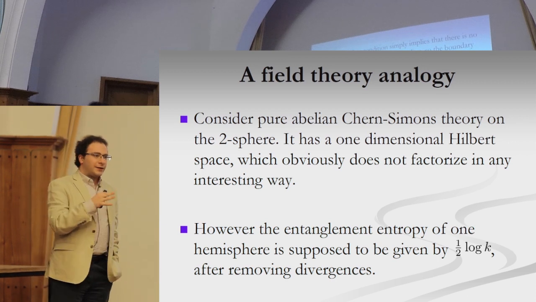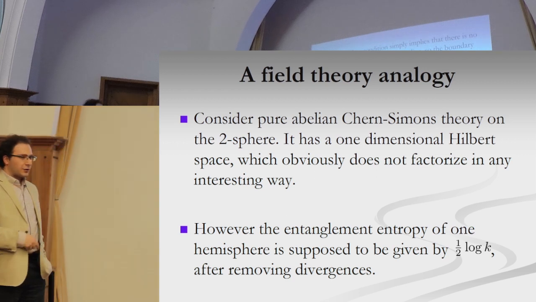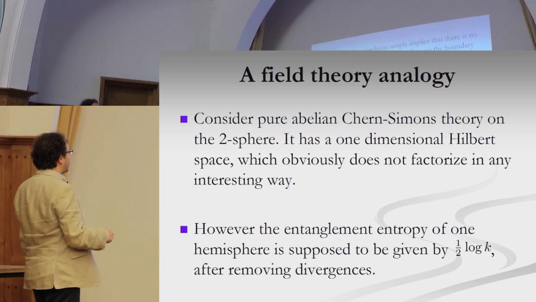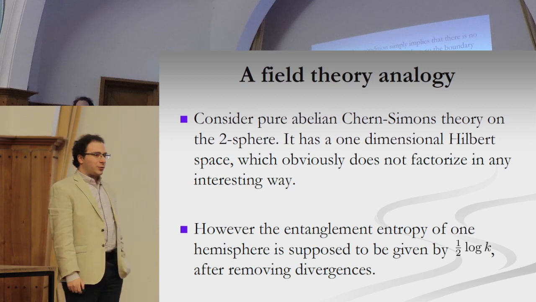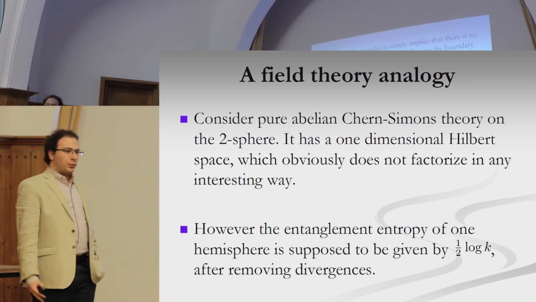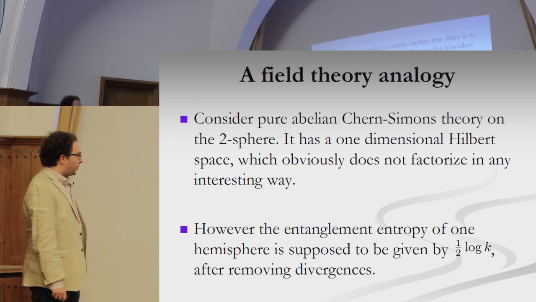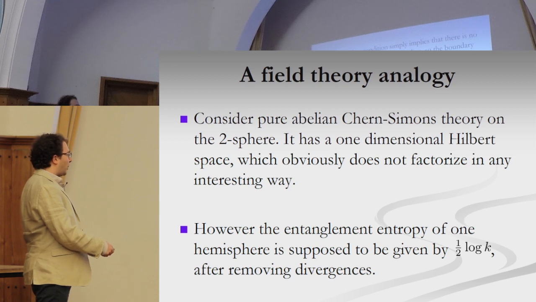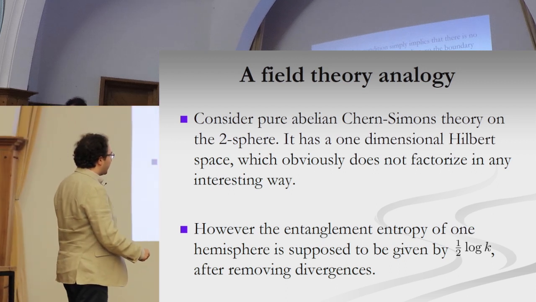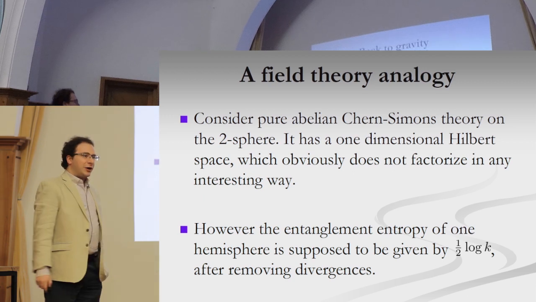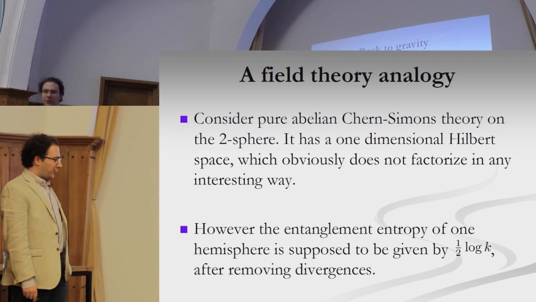But in order to motivate a little bit this idea of putting a boundary there, let me give you a field theory analogy that will also be, I think, interesting in its own right. So suppose we consider Chern-Simons theory on the two-sphere times time. That system isn't very interesting because it has a one-dimensional Hilbert space, which obviously doesn't factorize in any non-trivial way. On the other hand, the entanglement entropy of one hemisphere of that S2 with the other one is supposed to be, for Abelian Chern-Simons theory at level k, minus 1/2 log k, plus some divergent piece that's typically removed. But this number sounds very strange because the Hilbert space here is one-dimensional, so why isn't the entanglement entropy 0? Because I factorize the 1D Hilbert space into a tensor product of two 1D Hilbert spaces.